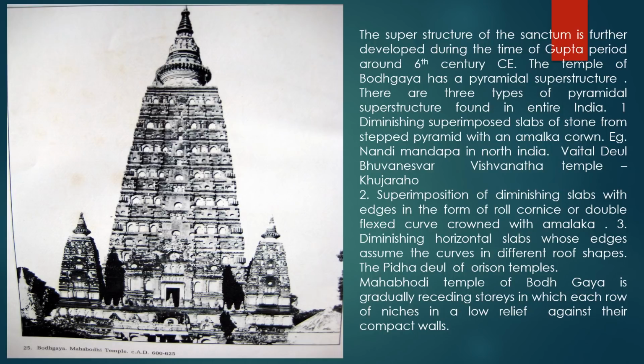So now you can see the superstructure of a North Indian temple. This is a pyramidal roof we have in the 6th century CE. This is the Bodh Gaya temple. The superstructure of the sanctum is further developed, because we have seen the flat roofs of temples in North India, and in the Chalukya period also we have some temples like that. The superstructure of the sanctum is further developed during the time of the Gupta period, around the 6th century CE. The temple at Bodh Gaya has a pyramidal superstructure.